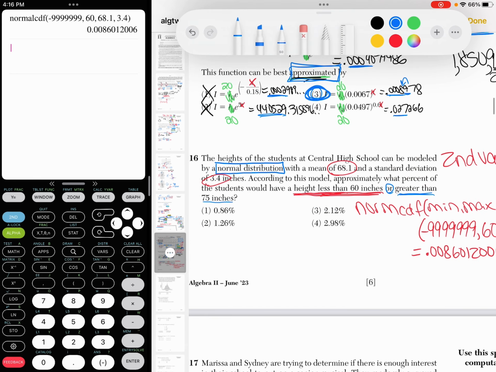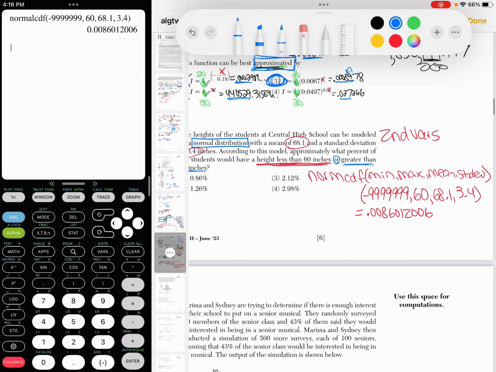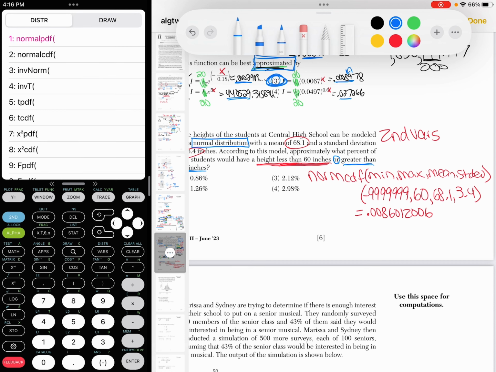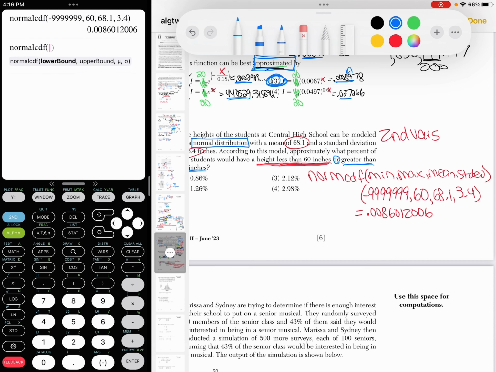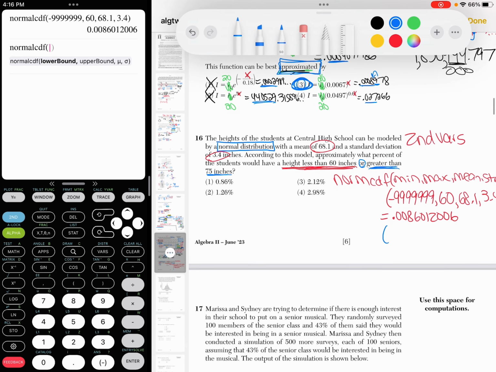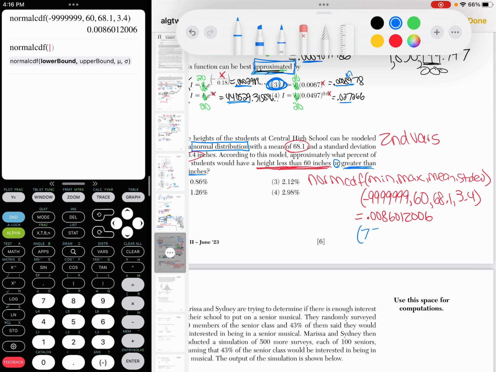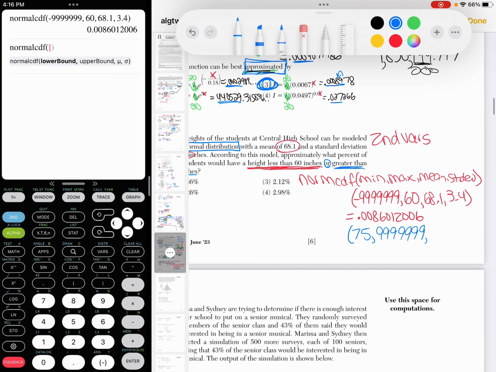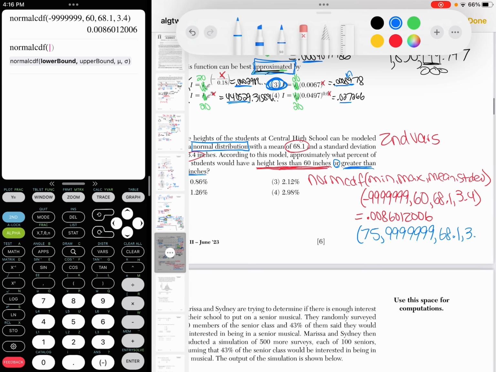Now I need to find the probability of being greater than 75. So I'm still going to use that same norm CDF. So I hit second vars, normal CDF. Remember, CDF is cool, C. I know it's lame, whatever. But now I need my new minimum. For this one, it's greater than 75. If you have to be bigger than 75, that means that 75 is the smallest it can be, and it can go up until that biggest number you can type in. So button mash that 9, and then same mean and same standard deviation. So I'm going to type that in. You type it in as well. Make sure you practice with all of these buttons. Hit that comma. And I'm just going to copy that number down.